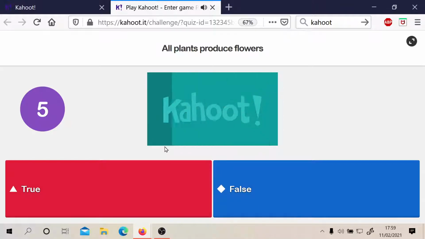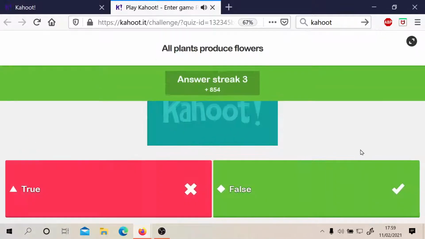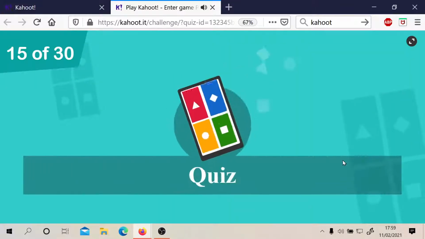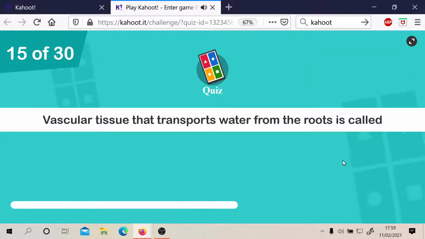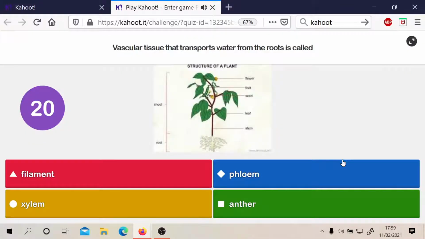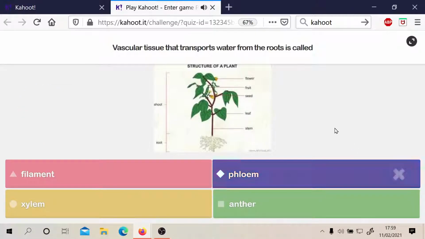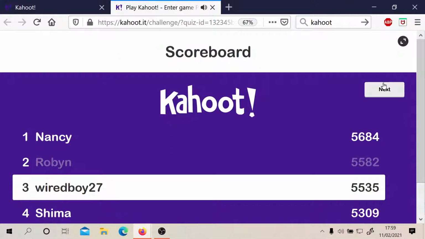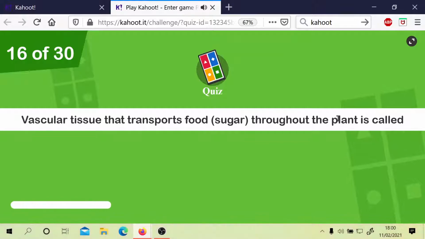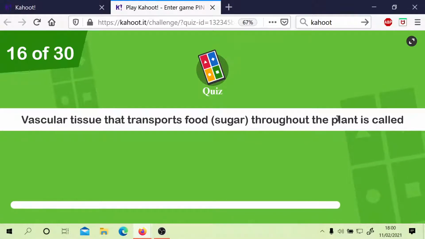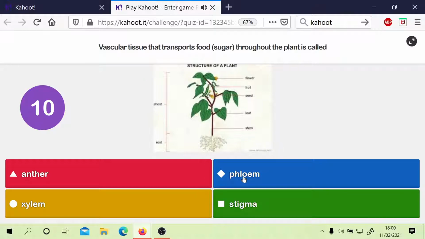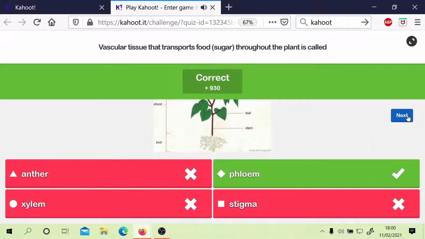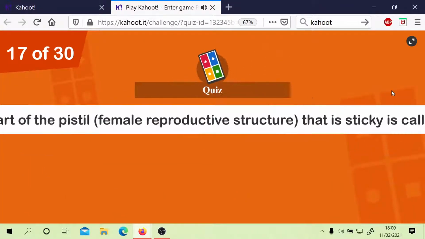Does moss count as a plant? I think it does. And moss does not produce flowers. That's for the other one. Yeah. Xylem and phloem are both transportation.